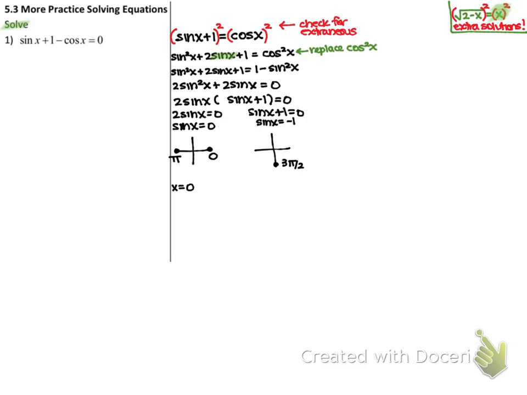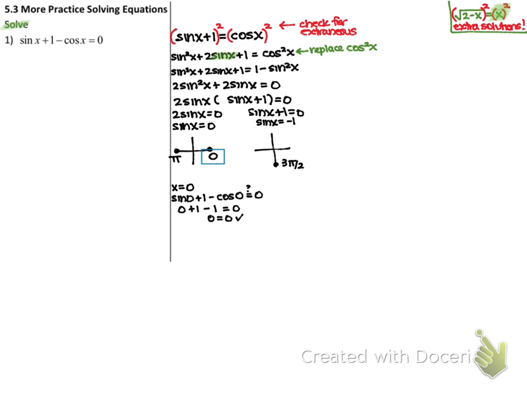So that gives me sine 0 plus 1 minus cosine 0. And I'm trying to figure out if that's actually 0. Okay, sine of 0 is 0 plus 1 minus cosine of 0 is 1. Yes, this is 0 equals 0. Okay, this one works. So x equals 0 is going to be one of the answers that works.